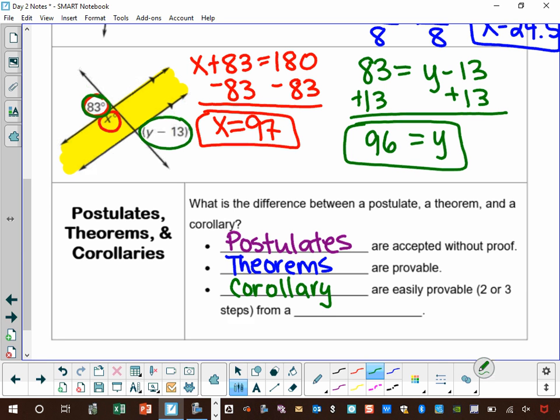All right, so it is easily provable from a theorem. Guys, stop stomping your feet. So a corollary, or corollaries, are easily provable from a theorem.